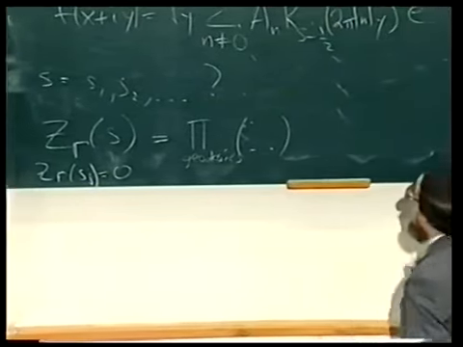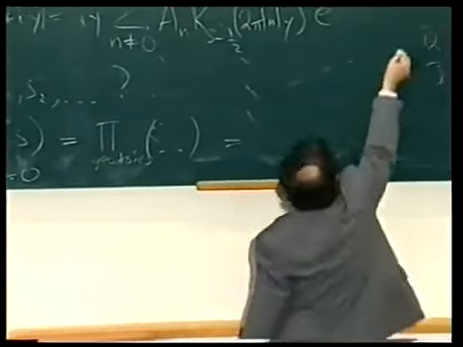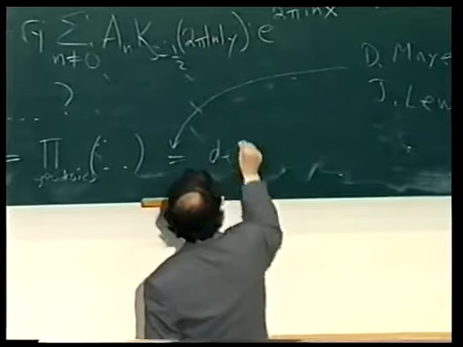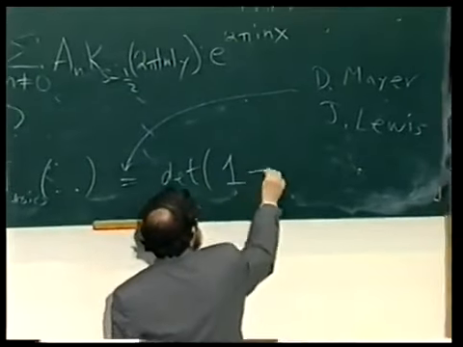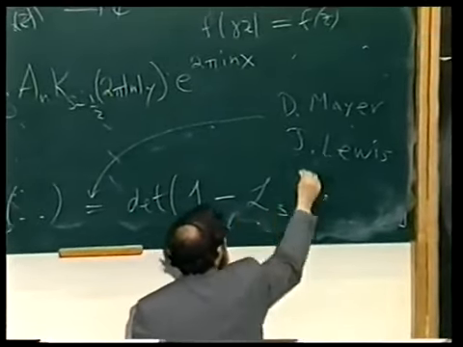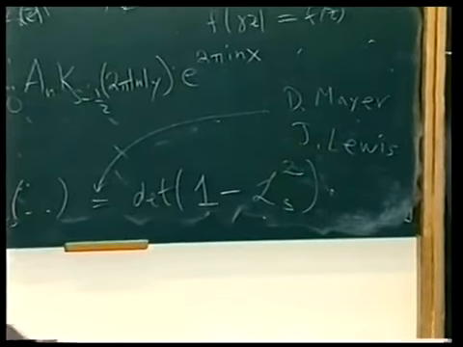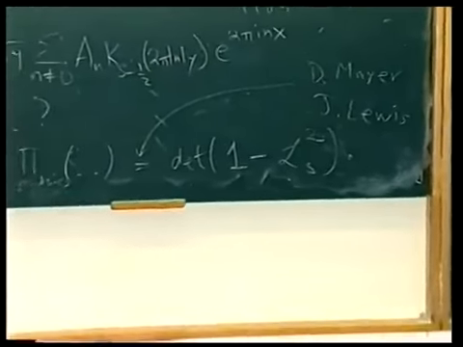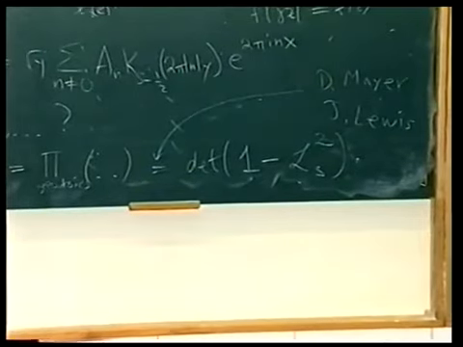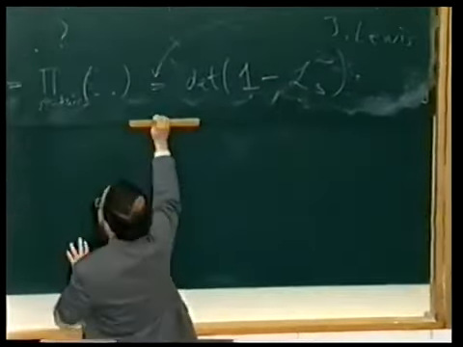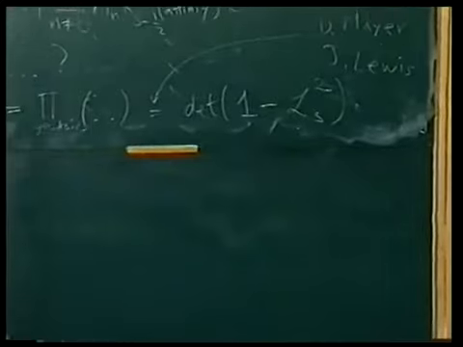Now, the theorem of Dieter-Meyer expresses this as the Fredholm determinant of a certain operator, 1 minus Ls. Actually it's Ls squared, the way I'm about to define Ls. And Ls is a certain operator which is of trace class, so this Fredholm determinant makes sense. And I can even tell you what Ls is.